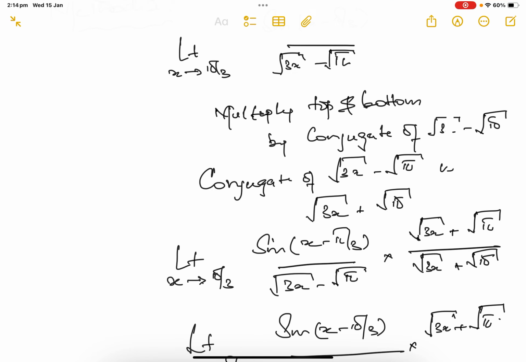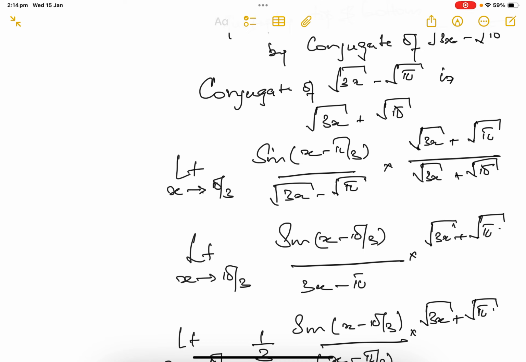So just multiply top and bottom by the conjugate, root of 3x plus root of pi. All we are doing is keeping the function as sine of x minus pi over 3 divided by root of 3x minus root of pi, then times, of course, we have to multiply top and bottom to keep the function the same, so root of 3x plus root of pi divided by root of 3x plus root of pi.